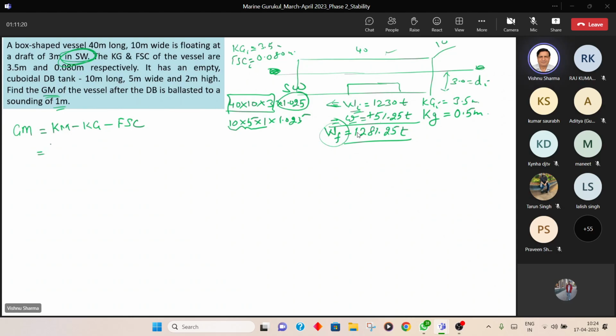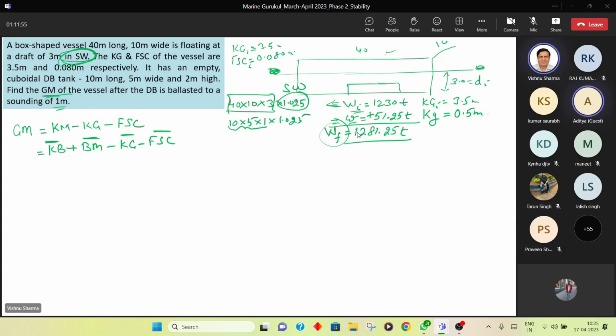We yesterday touched upon this part when we were doing BMT, BML. What is KM equal to? KB plus BM. So GM equals KB plus BM minus KG minus FSC. Correct, guys? So if I have to get the GM, which is required by the question, I need to get the ship's KB, BM, KG and FSC in the final condition. Yes or no? Yes, sir.